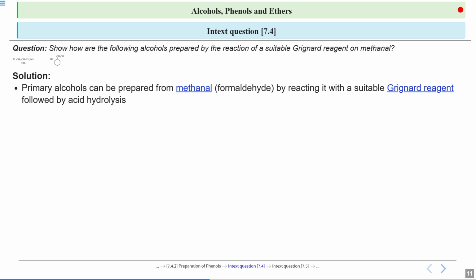So let's talk about the reaction of the Grignard reagent with methanol. Primary alcohols can be prepared from formaldehyde by reacting it with a suitable Grignard reagent followed by acid hydrolysis. So what will happen when you react formaldehyde or methanol with a suitable Grignard reagent? You will get a primary alcohol as your major product after, of course, the acid hydrolysis of the product you get from the formaldehyde and Grignard reagent reaction.